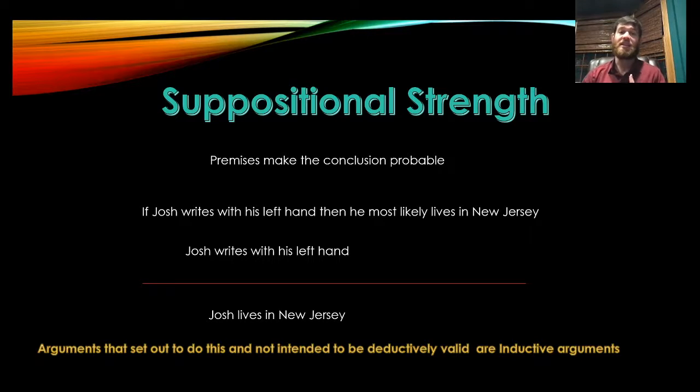Arguments that set out to do this, meaning they set out to make it more likely and are not intended to be deductively valid, are called inductive arguments. So to recap it all, we have deductive validity, where the premises entail the conclusion. If the premises are true, the conclusion is always true. There is no way for the conclusion to be false if the premises are true. In suppositional strength, we have arguments where the premises make the conclusion more probable. So it is more than likely the conclusion is true if the premises are true, but it is not impossible for the conclusion to be false if the premises are true. Arguments that set out to be deductively valid are called deductive arguments. Arguments that use suppositional strength and set out to make the conclusion more probable are known as inductive arguments.